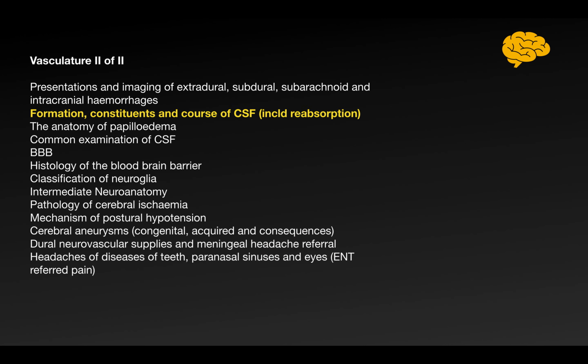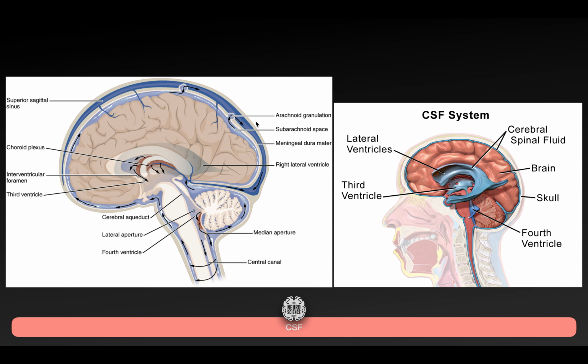Okay, so formation, constituent, and course of CSF. Now, we won't go into too much detail on CSF, but I do just want to mention that CSF, cerebrospinal fluid, is in this little system here. It's free-flowing, and it's supposed to be flowing unidirectionally, but it doesn't. It flows bidirectionally. It's formed in the choroid plexus of various different ventricles, and then it runs through the system.